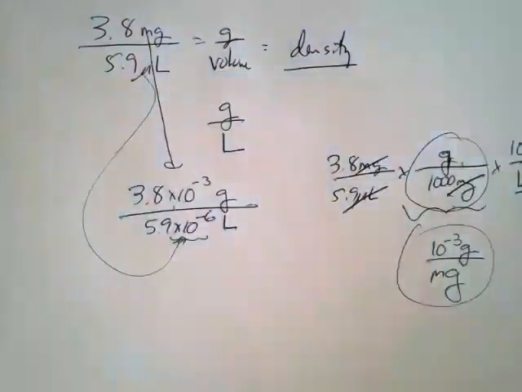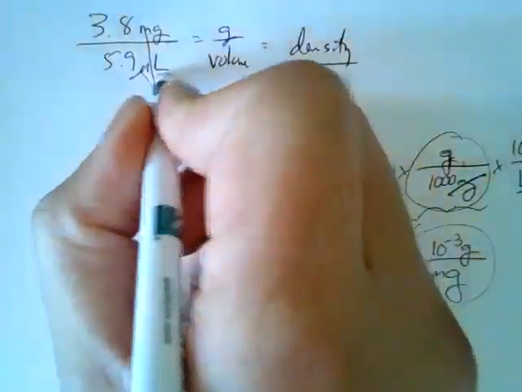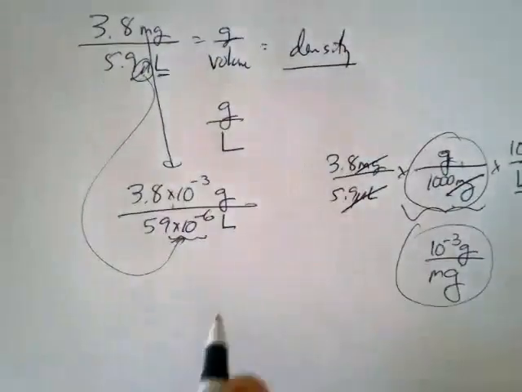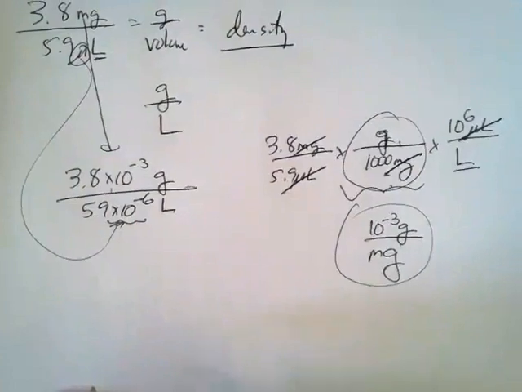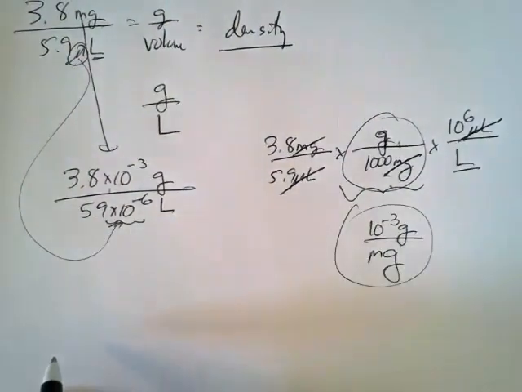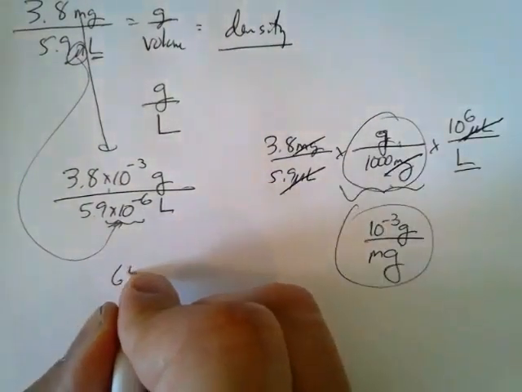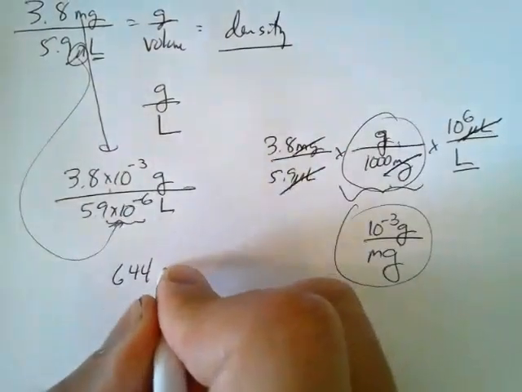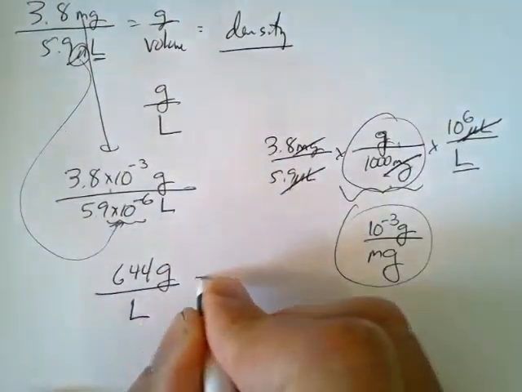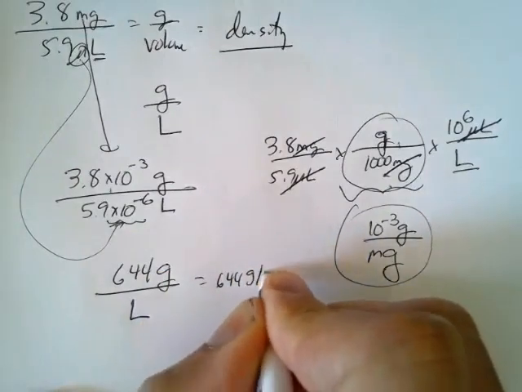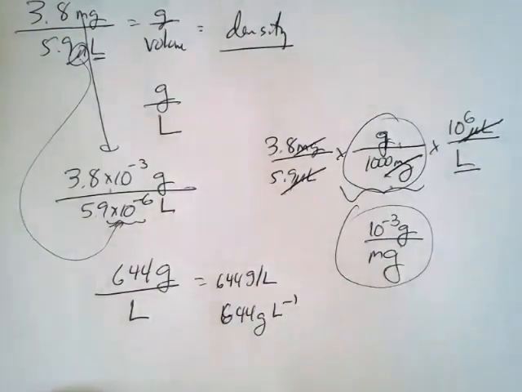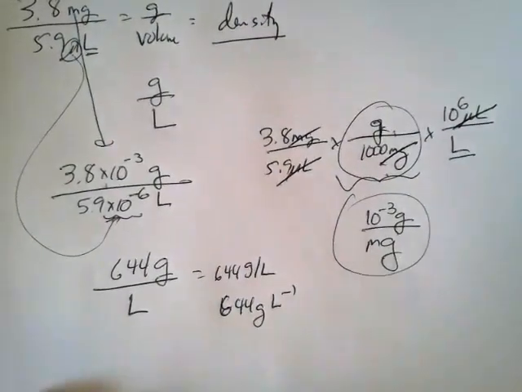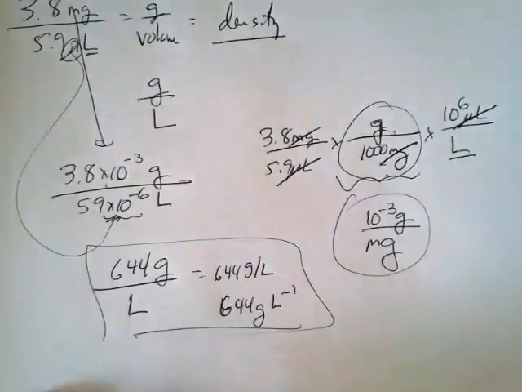Grams. Micro, 10 to the minus 6. Going to take that micro out. Going to put in 10 to the minus 6. My liters are still there. All I've taken out is that micro symbol and replaced it with its numeric value. And now if I take 3.8 times 10 to the minus 3, divide by 5.9 times 10 to the minus 6 on my calculator, I got 644. And the units here are still grams over liters, or 644 grams per liter, or 644 grams liters to the minus 1. Okay. All equivalent ways of expressing the same thing.